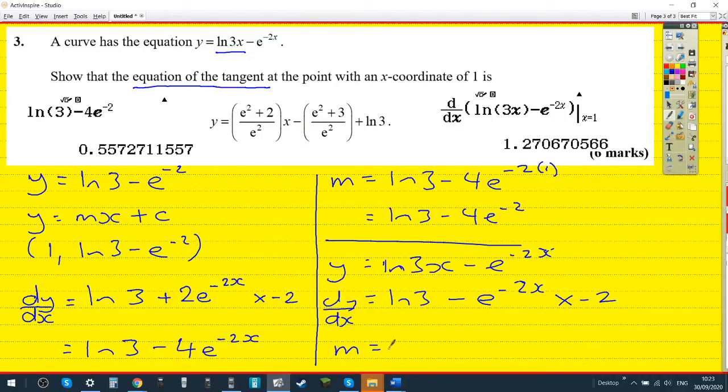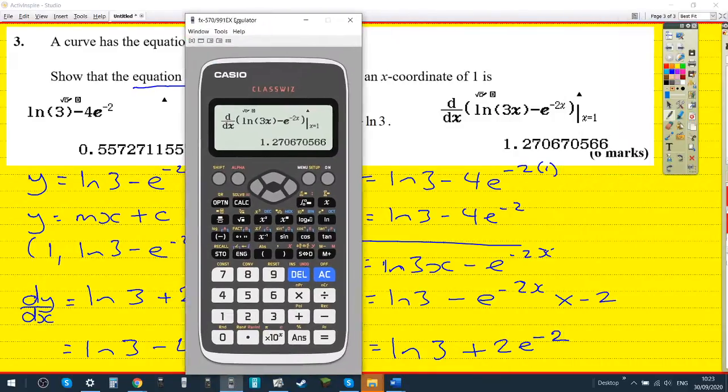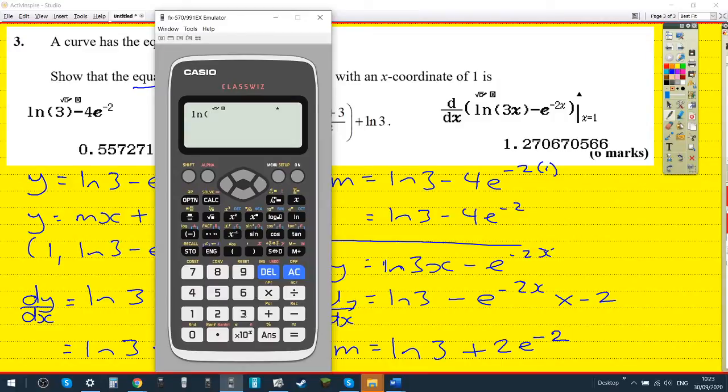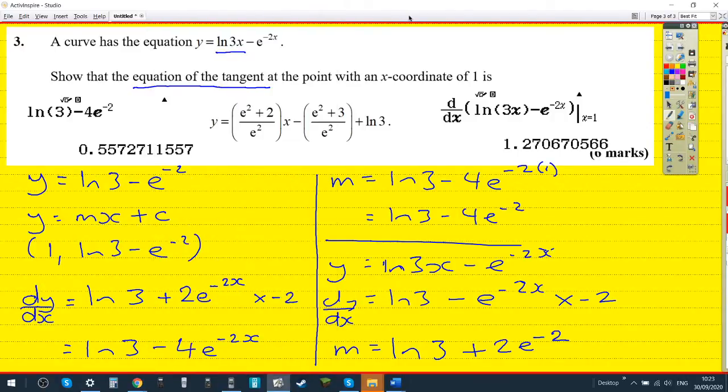Ln 3 plus 2e to the minus 2x. Plus 2e to the minus 2. And then we sub in the 1. And that's just to the minus 2. So now let me put this one in and see if we get the same decimal. Ln 3 plus 2e to the minus 2. 1.36, that's not the same. Did I put it in right? What am I doing wrong?